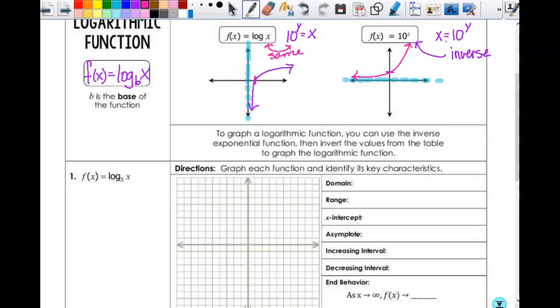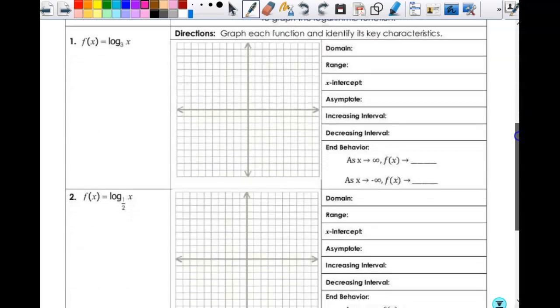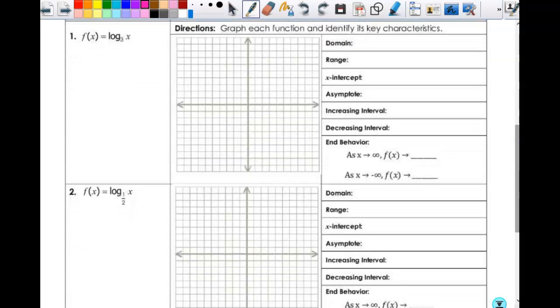We good? All right. So to graph logarithmic functions, you can use the inverse exponential function, then invert. That's basically what we're going to do to get all of our parent functions. Now, numbers 1 and 2 are both parent functions because there's no transformations happening. They just have different bases because that can vary with our parent functions, okay? So what we're going to do for all of these is take this and rewrite it in exponential form.